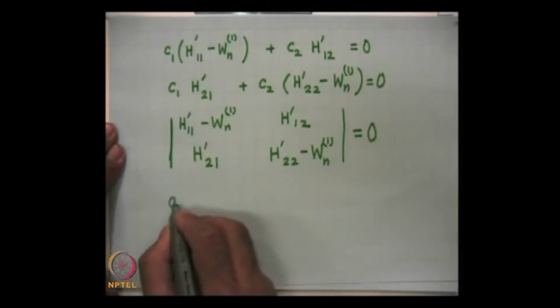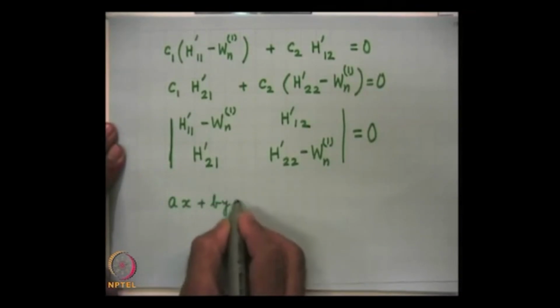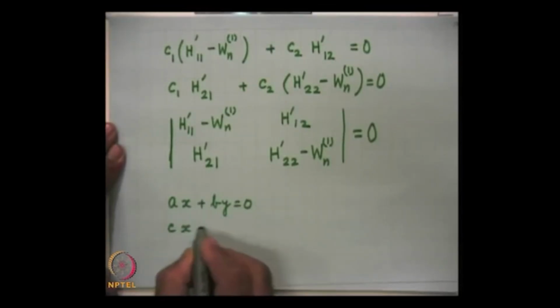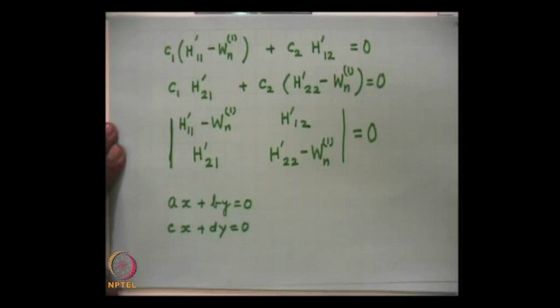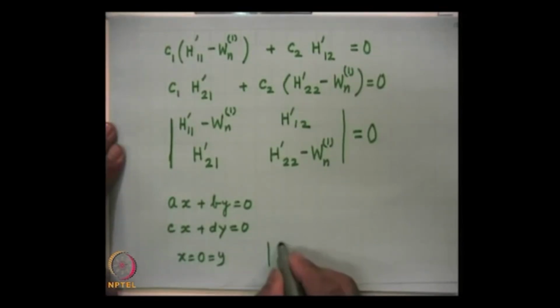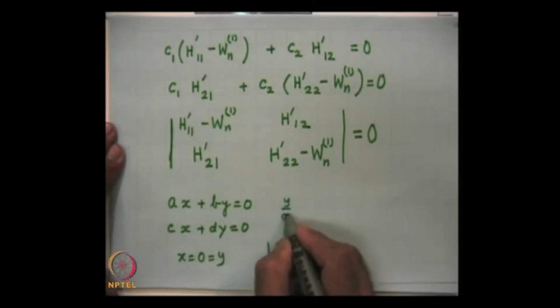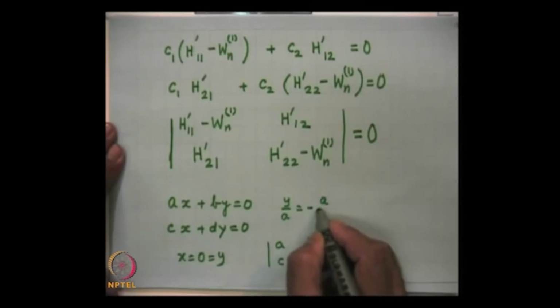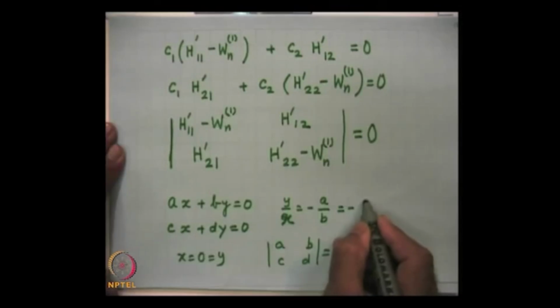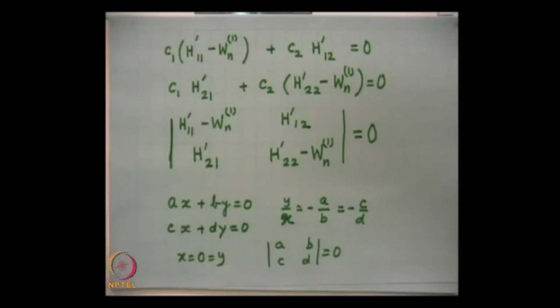For example, if I have equations like Ax plus By is equal to 0 and Cx plus Dy is equal to 0, then the trivial solution is x is equal to 0 and y is equal to 0. But otherwise, the determinant of A, B, C, D will be 0, because y by x will be minus A by B, which is equal to minus C by D. So, AD will be equal to CB.